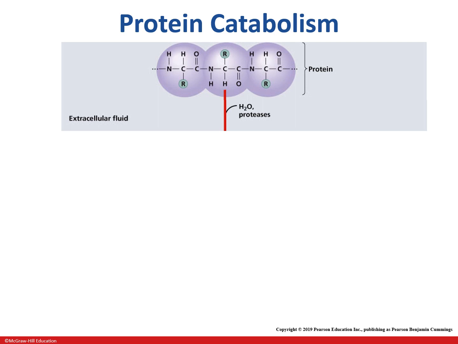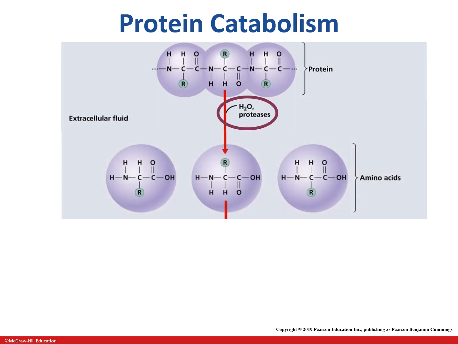Cells can also use protein for energy. If you recall, proteins are basically a sequence of amino acids. And so in order to break them up into those amino acids, we need proteases. Proteases would basically break the peptide bond between each of those neighboring amino acids.